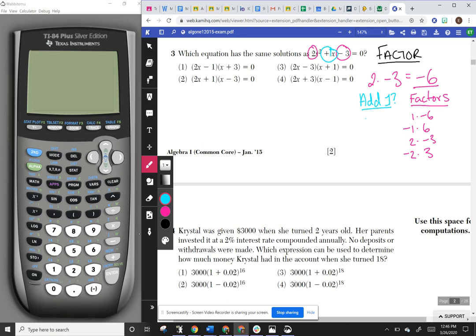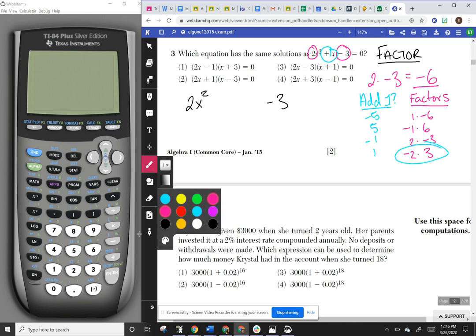Well, 1 plus negative 6 is negative 5. Negative 1 plus 6 is positive 5. 2 plus negative 3 is negative 1. And negative 2 plus 3 is positive 1. So that's our winner here. So we get 2x squared, and there's a minus 3 on this side, right? And I want to keep the 2 paired with the 2 and the 3 paired with the 3. It'll make it easier, and you'll see why in just a second.